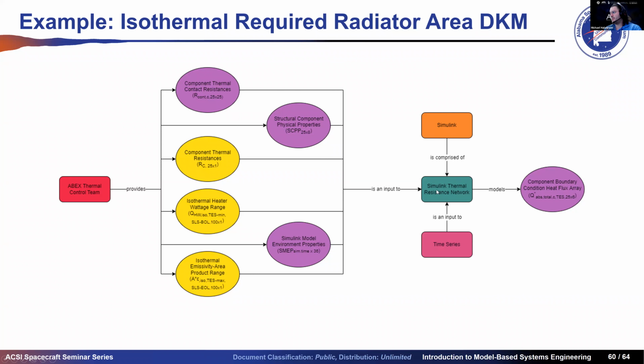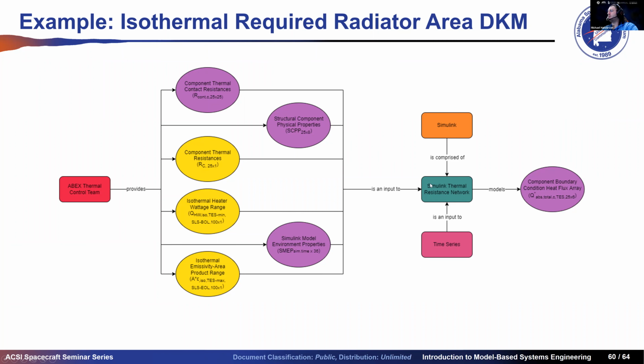Simulink is the modeling environment. This thermal resistive network is the modeling environment module. This time series is a modeling environment entity. It only exists in the context of this module. All of these knowledge points, the magenta or purple ones are matrix parameters, and these are array parameters.